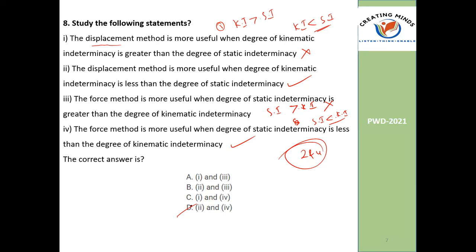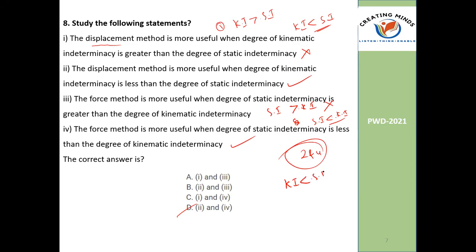There is a good chance a question can come from this, because we studied the relationship of virtual force and virtual displacement. But as of now, just keep a note: kinematic indeterminacy less than static indeterminacy is the displacement method. Take a key point: static indeterminacy less than kinematic indeterminacy is the force method or flexibility method.